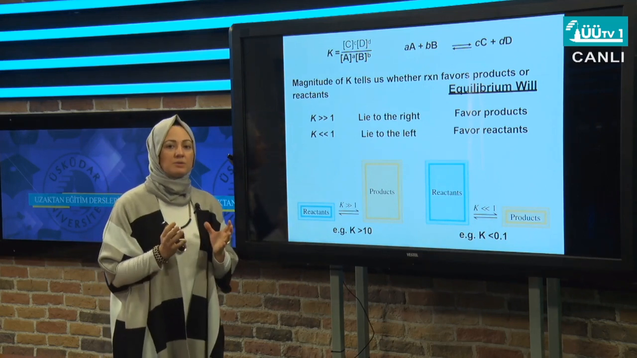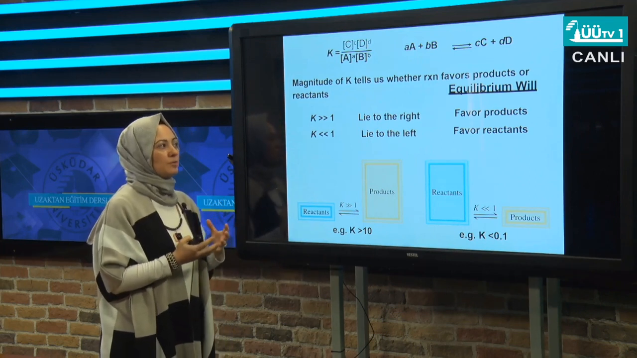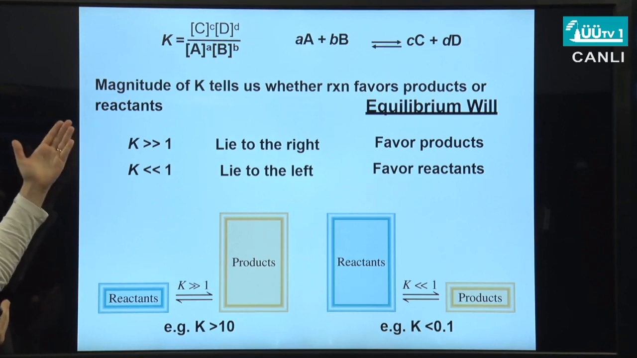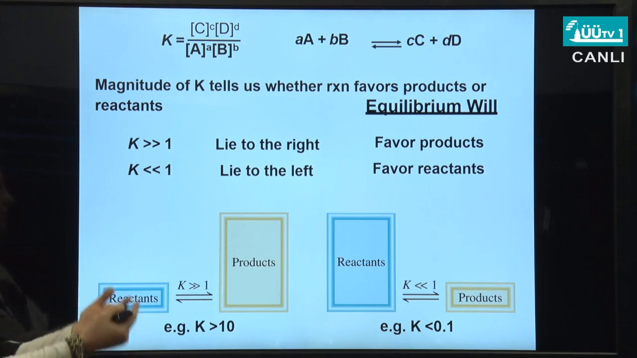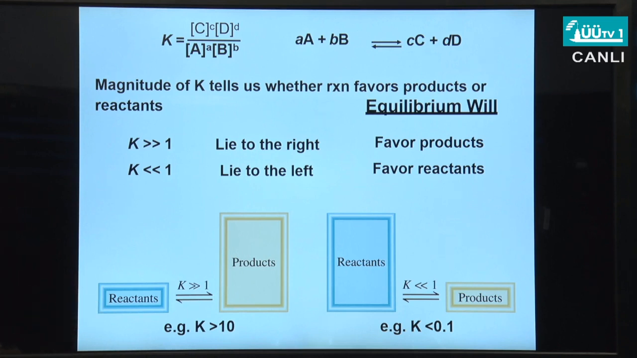Okay, how about the magnitude of K? What does the magnitude of K tell us in terms of the reaction proceeding? So, a huge value of K, meaning that K value is much higher than 1, for instance. This shows us that the reaction favors the product side, and the reaction will lie to the right, the product side. However, a very small value of K will show that the reaction doesn't favor the product side, but it favors the reactant side, and it will lie to the left, as you also see in this figure.